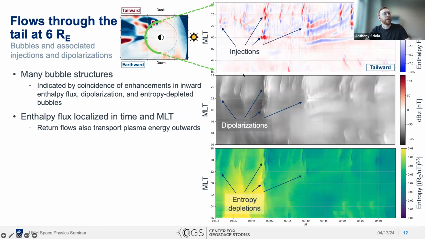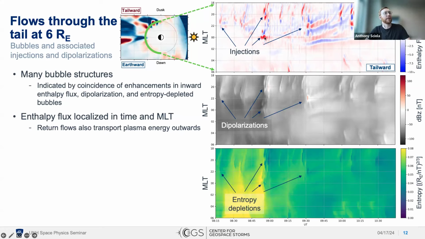And so here I'm plotting a few things as a function of time on the x-axis and MLT extent on the y-axis. This top panel is the enthalpy flux, or in other words, the transport of plasma energy through that arc. And what we see are many signatures of these injections of this inward flow. Sorry, I flipped the color bars on you here, but I just figured earthward should be positive since we're talking about contribution to the ring current here. So the red is earthward flows for these plots.